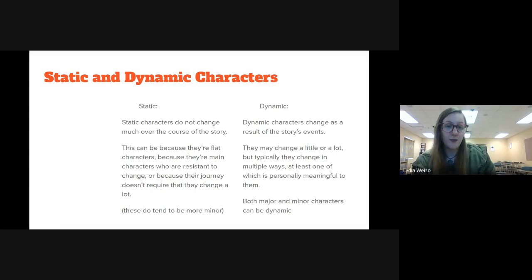Now, you can also have this same thing with dynamic characters. Dynamic characters are just characters who change as a result of the story's events. They can change a little, they can change a lot. Usually if you have a dynamic character, they change in at least one really meaningful way. And both your major and your minor characters, your main and subordinate characters, can be dynamic, right? You can have a main character who undergoes tremendous change over the course of the story. And you can also have really minor characters who start the story one way and then come back at the end of the story and they're totally different.